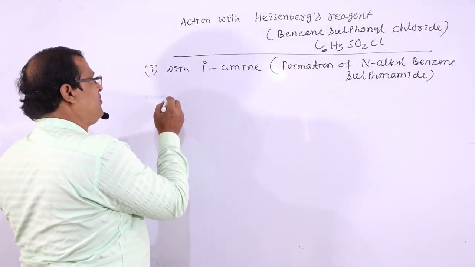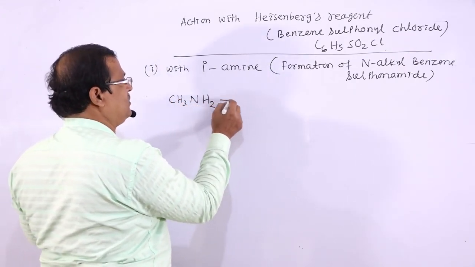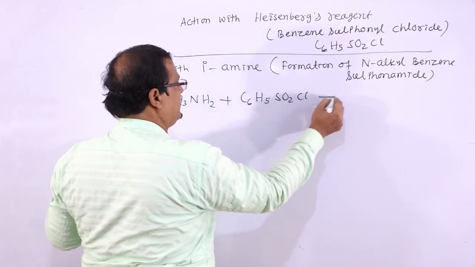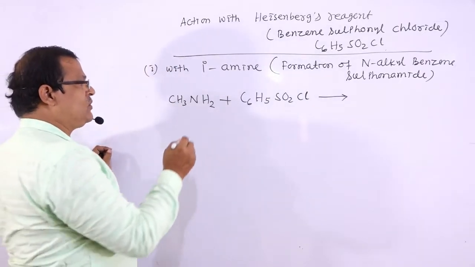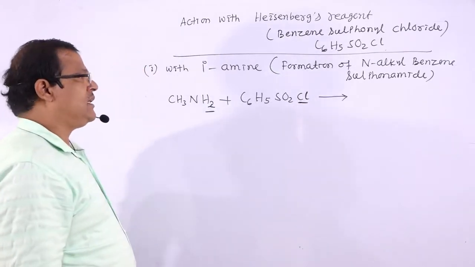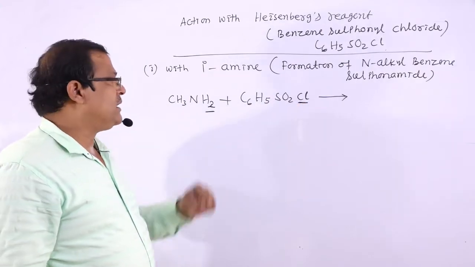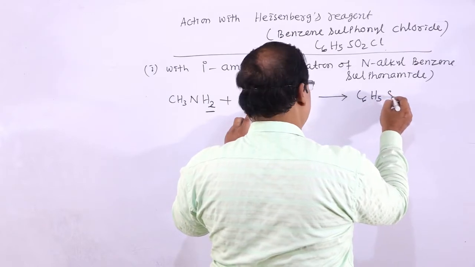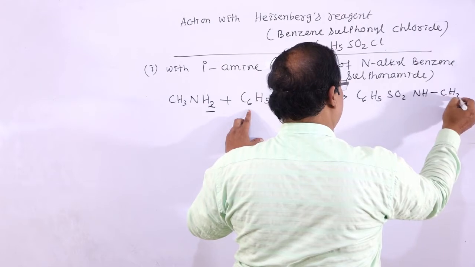Take the primary amine CH3NH2 and treat it with C6H5SO2Cl, benzene sulfonyl chloride. The H part and Cl part are removed in the form of HCl. So there is the formation of the compound C6H5SO2NHCH3 plus HCl.